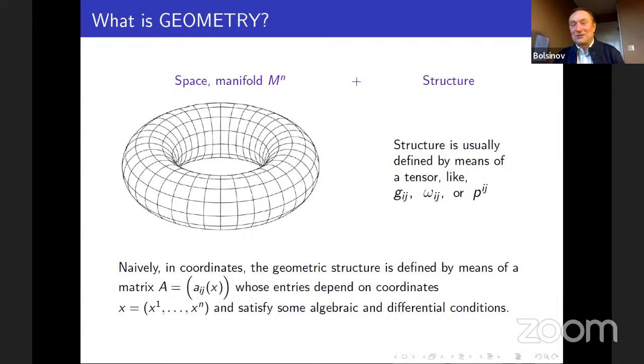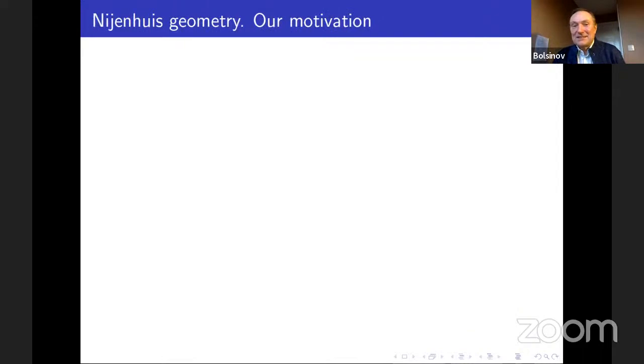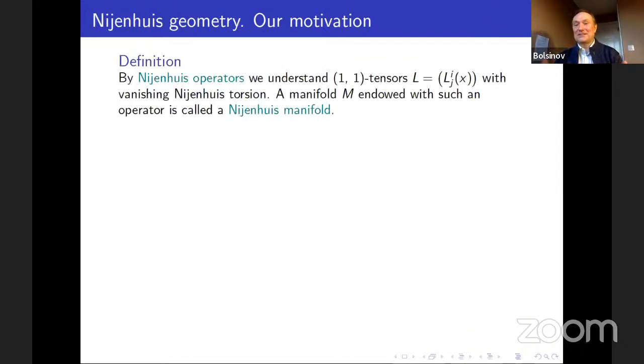So what is Nijenhuis geometry from this point of view? Obviously, this is geometry which is defined by means of a tensor which is not a bilinear form, either covariant or contravariant, but an operator. So this matrix is an operator, which means that we're dealing with 1-1 tensors, fields of endomorphisms, but I will refer to this object as just an operator. Operator meaning a tensor depending on the point. And what is the additional condition? The additional condition is that the Nijenhuis torsion, I will define it in a second, of this operator vanishes. A manifold endowed with a Nijenhuis operator is called a Nijenhuis manifold, just the same way as we define a Poisson manifold.